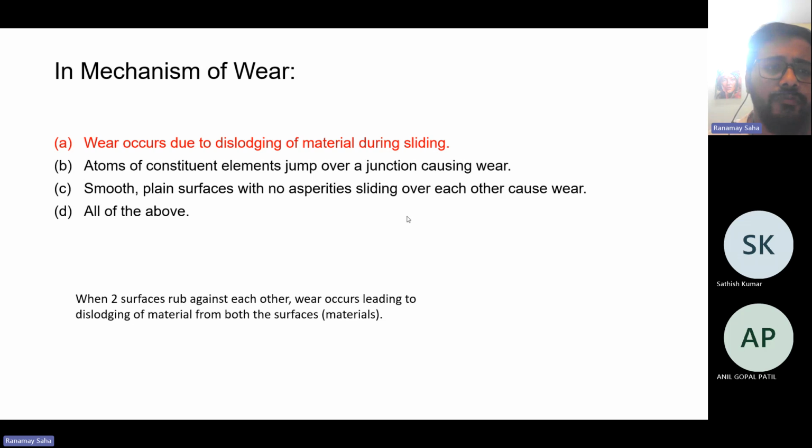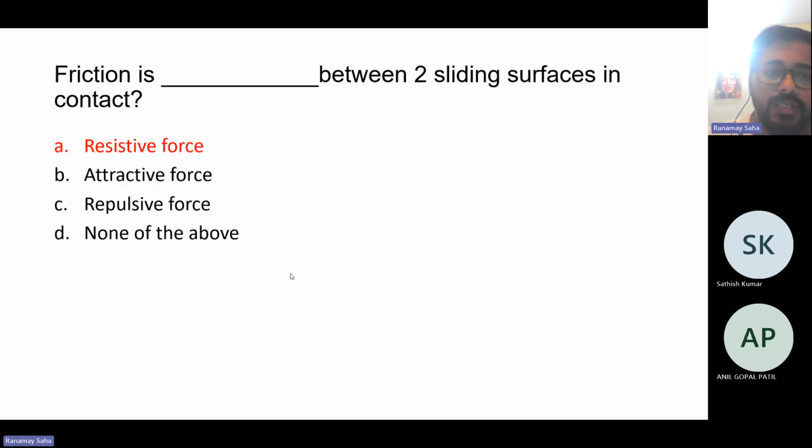Then in mechanism of wear, we have discussed different kinds of wear, right? So you have corrosion wear, you have adhesion wear, you have fatigue wear. In all cases, what happens? Particles from one of the materials in interaction will get dislodged, right? That occurs due to dislodging of material during sliding. Friction is a resistive force. We all know there are two stages only.